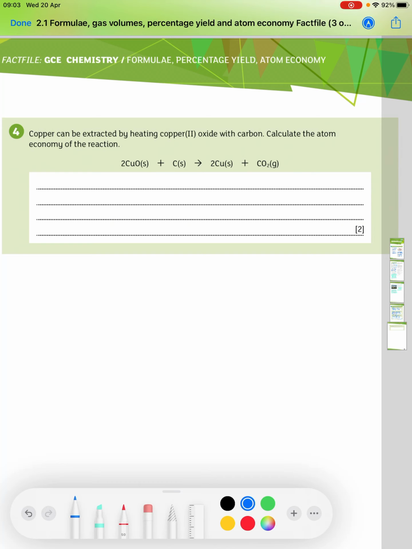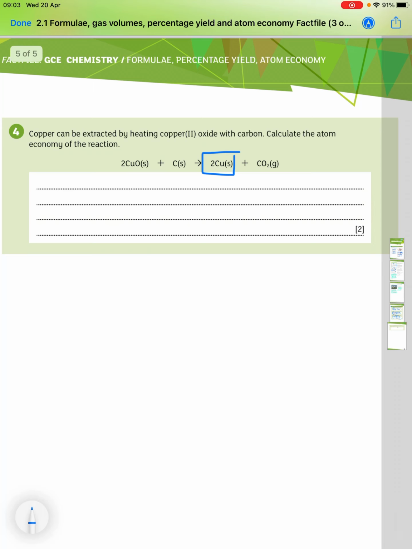And finally, copper can be extracted by heating copper 2 oxide with carbon. Calculate the atom economy of the reaction. So the atom economy is the mass of the useful products divided by the total mass of the products. So we wanted to know how much copper can be made. So our mass of the useful products, the copper, is 128. The total products then, including the carbon dioxide, is 172.